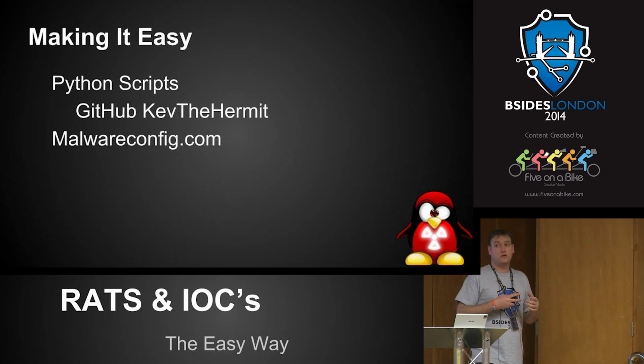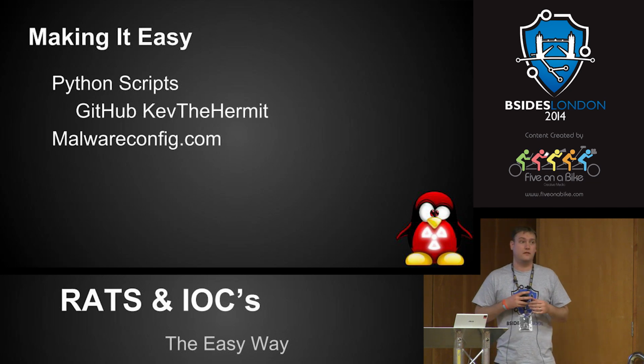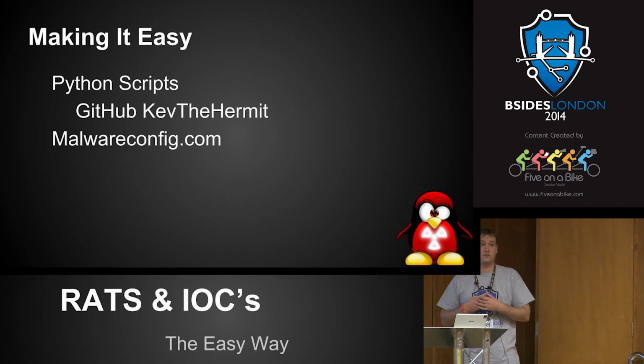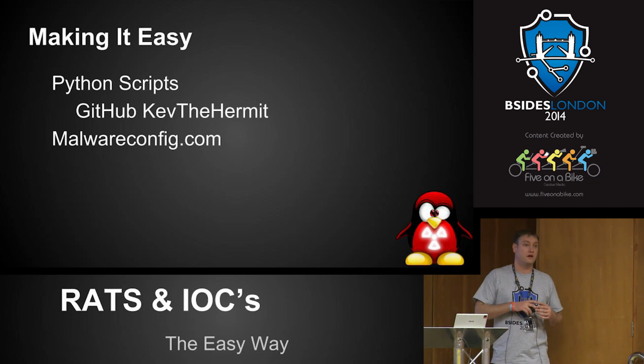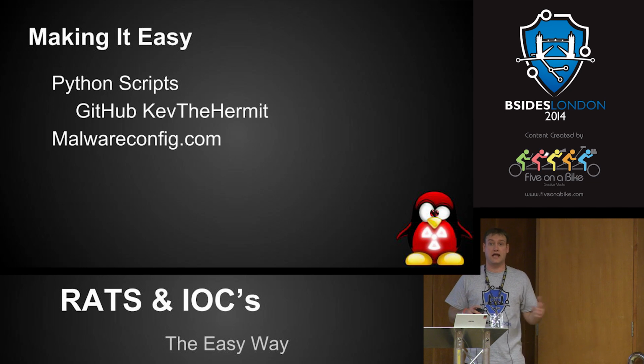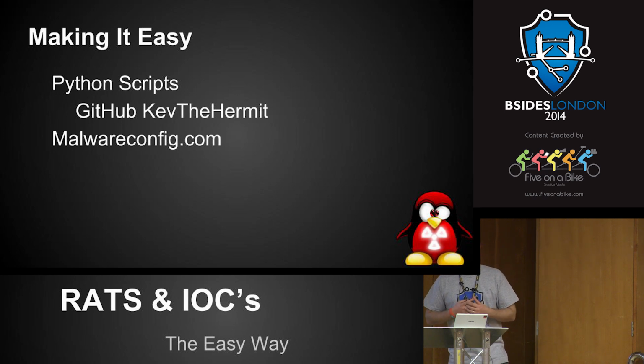So now we know what we're looking for, let's make it easy. I've spent the last 2-3 months looking at RATs, and I've done all that hard work for you. So I've released 23 scripts, all hosted on my GitHub, and these will do all the work for you. You put any RAT in there, as long as it recognizes it and understands it, then it'll just extract that config for you and give it in a nice, easy way for you to view.